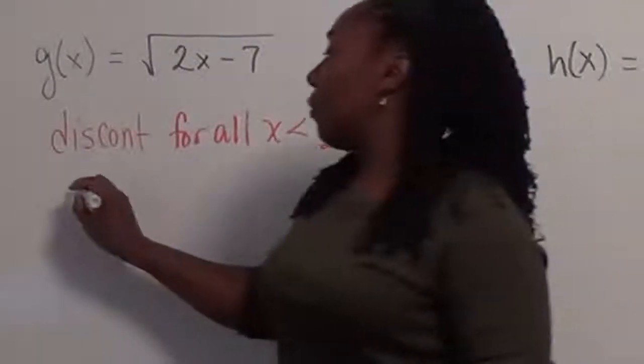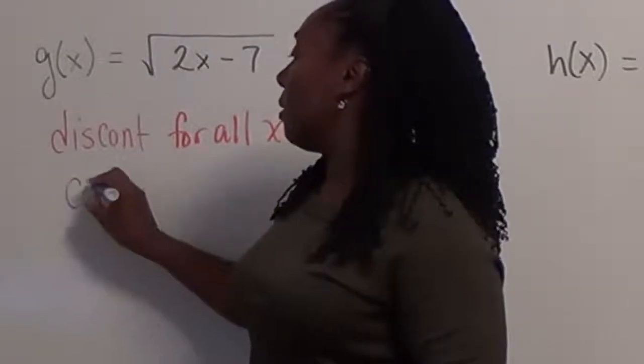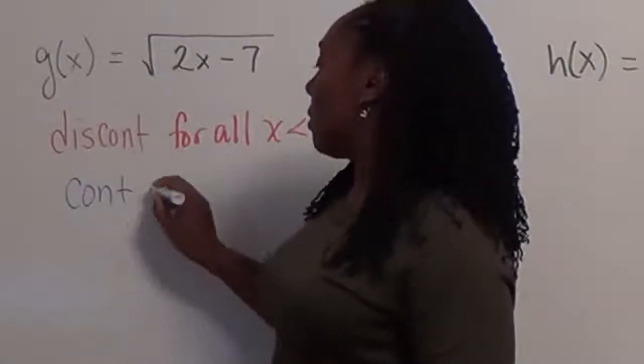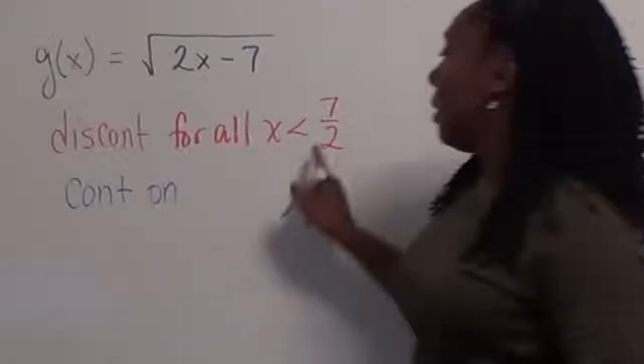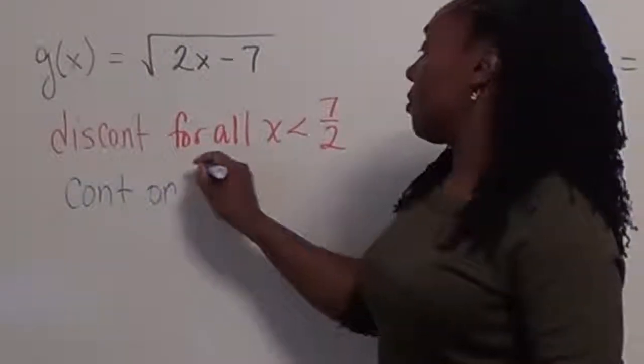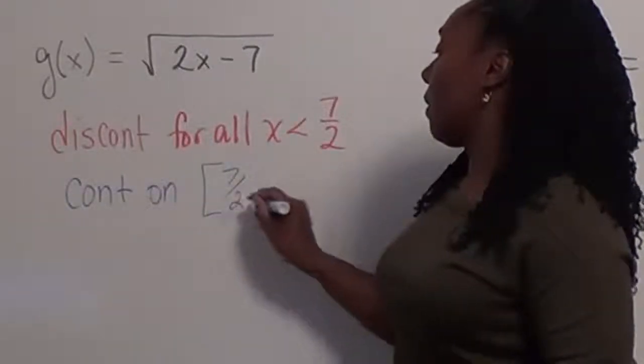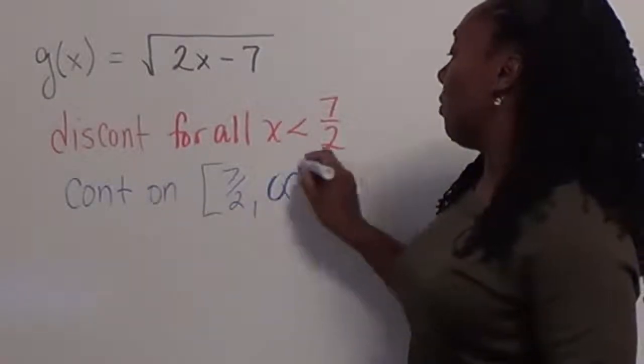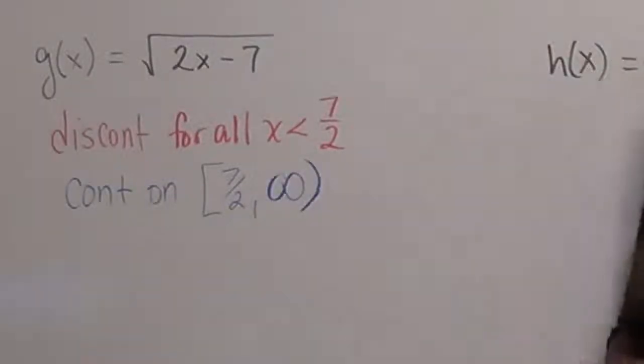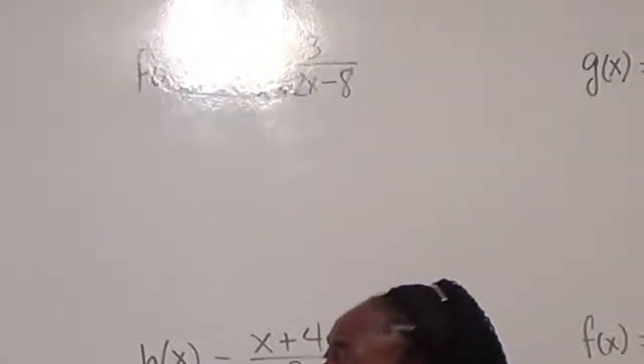So if we're looking for the interval of continuity, we would say it is continuous on the interval. It's got to include 7/2, and it can go up to infinity. There's no restriction on the higher end of that.